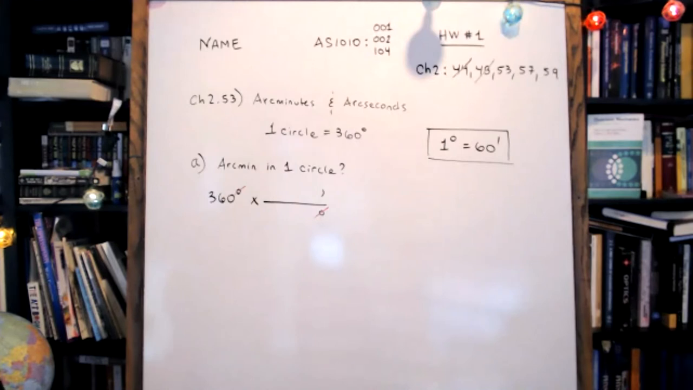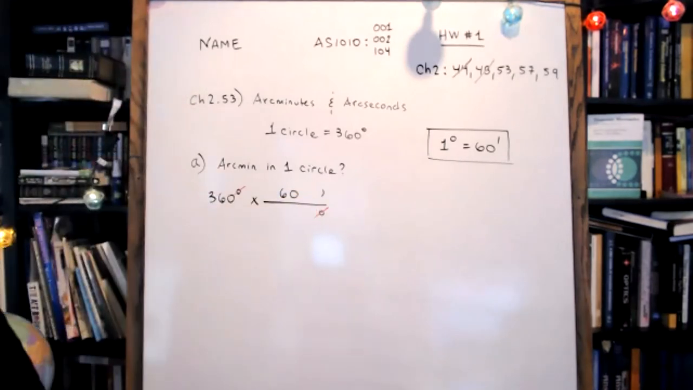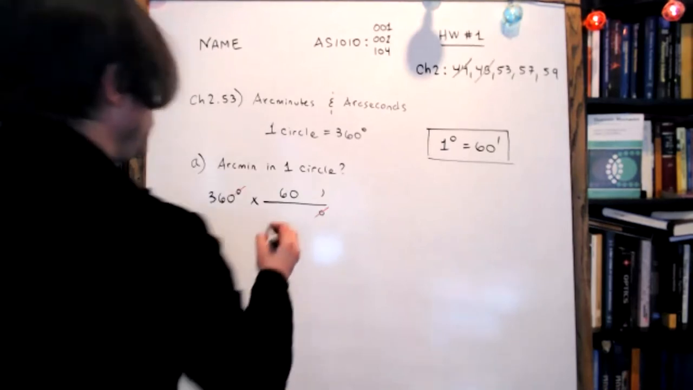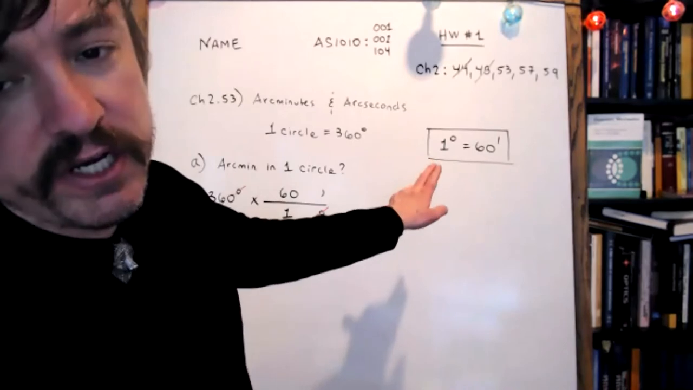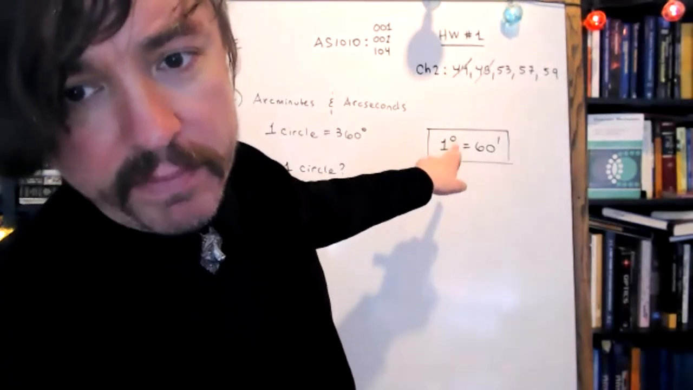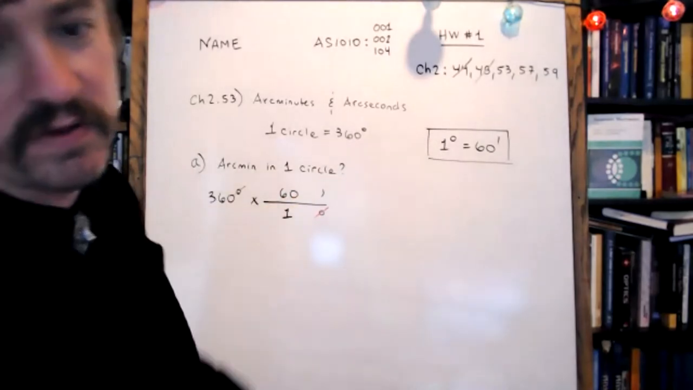Sixty goes on top. That's right. And what goes on the bottom? Oh. One. Exactly. And let's just remind, I'm not just talking to Nori here. I'm talking to all of you. She made sure to keep the number with the units. 60 goes next to the arc minutes. One goes next to the degree.